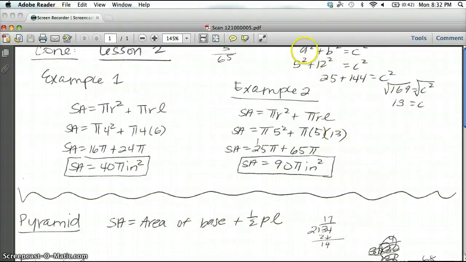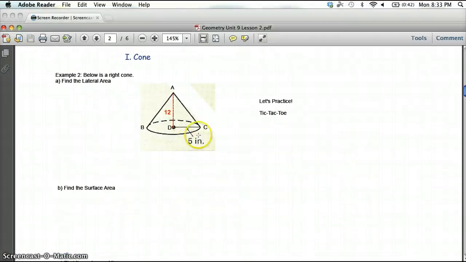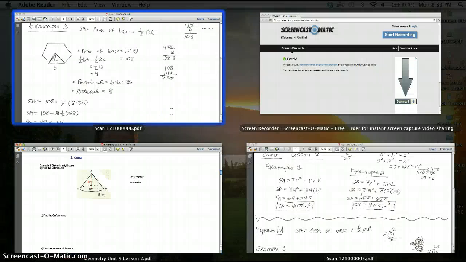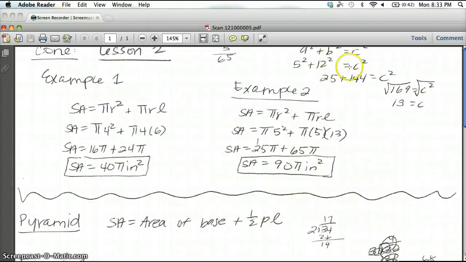So a squared plus b squared is c squared. For a and b we plug in 5 and 12. So 5 squared plus 12 squared is c squared. 25 plus 144 is c squared. So 169 is c squared, and we want c by itself, so I took the square root of both sides, and I got c is equal to 13. So our slant height is 13, and our radius is 5.